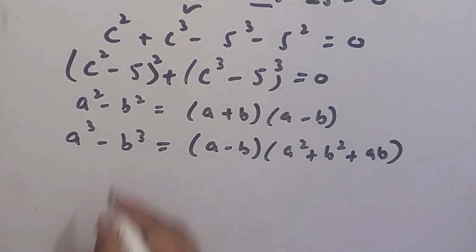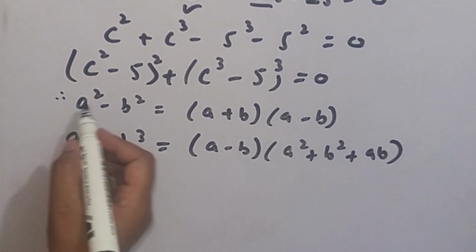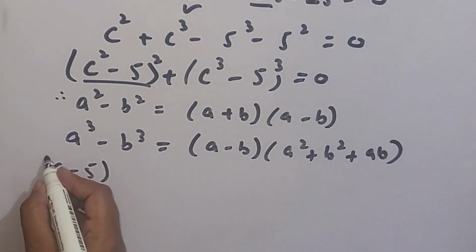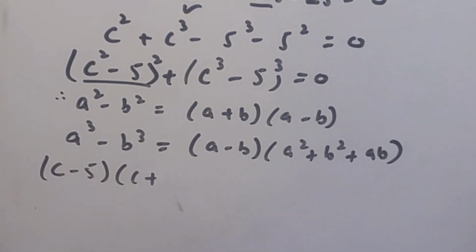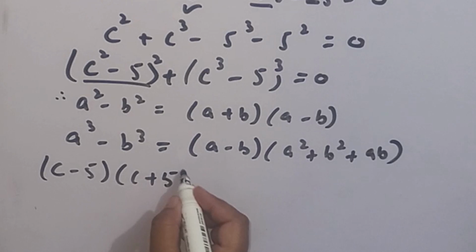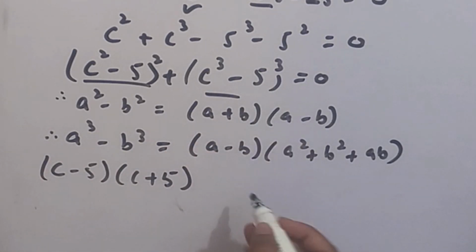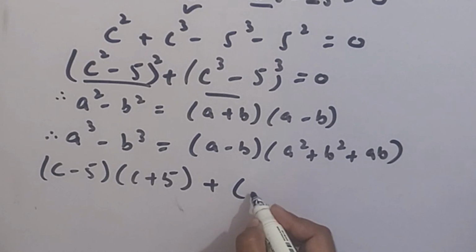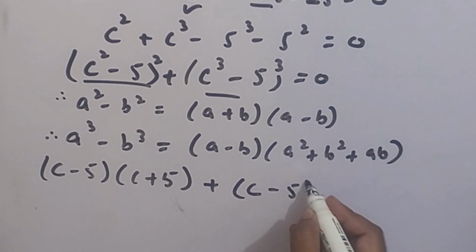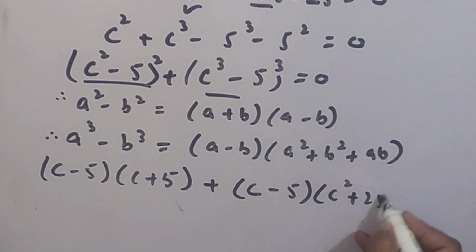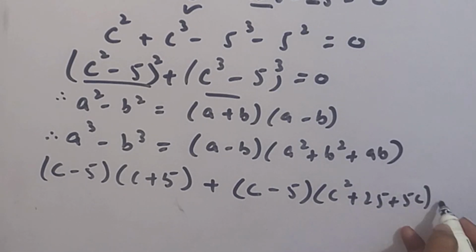So according to the first identity, this will become c minus 5 multiplied by c plus 5, and according to the second identity, this will become c minus 5 multiplied by c square plus 25 plus 5 times c. This is equal to 0.